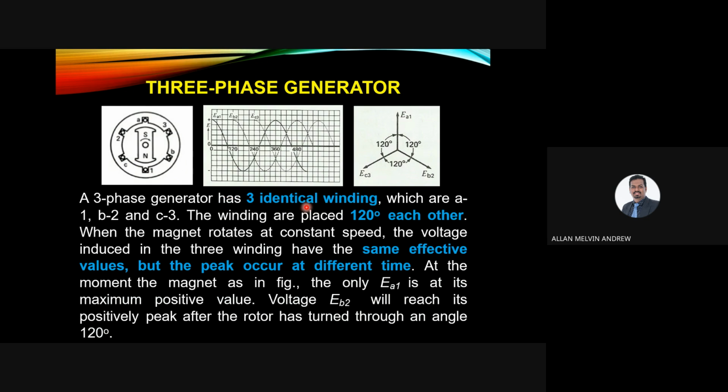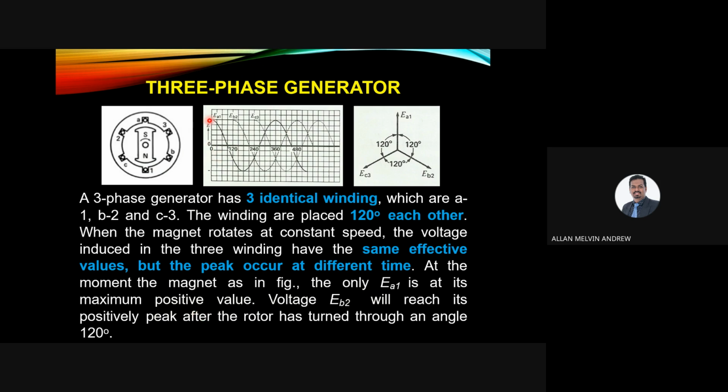Okay, so it has three identical windings. The windings are placed 120 degrees from each other. When the magnet rotates at constant speed, the voltage induced in the three windings have the same effective value. So earlier we only saw two, now it has three: EA1, EB2 and EC3. So we can see it can have a waveform like this. At the moment the magnet is as in the figure, only EA1 is at the maximum positive value.